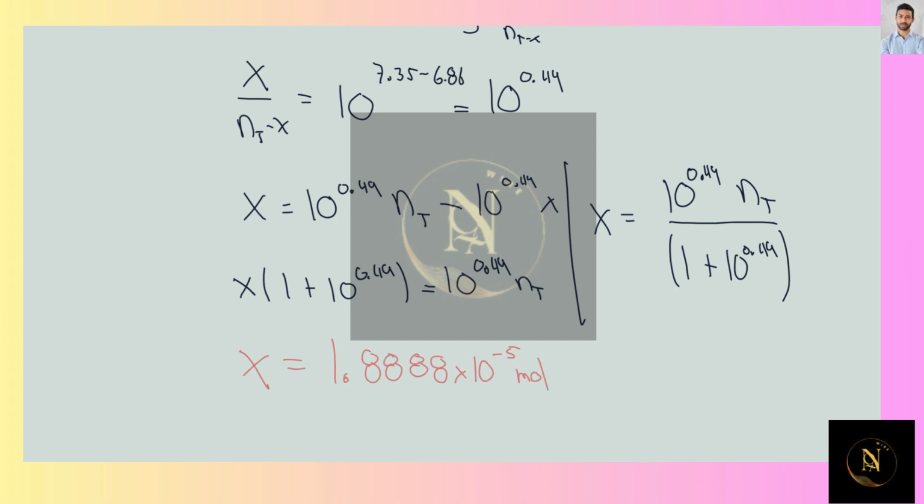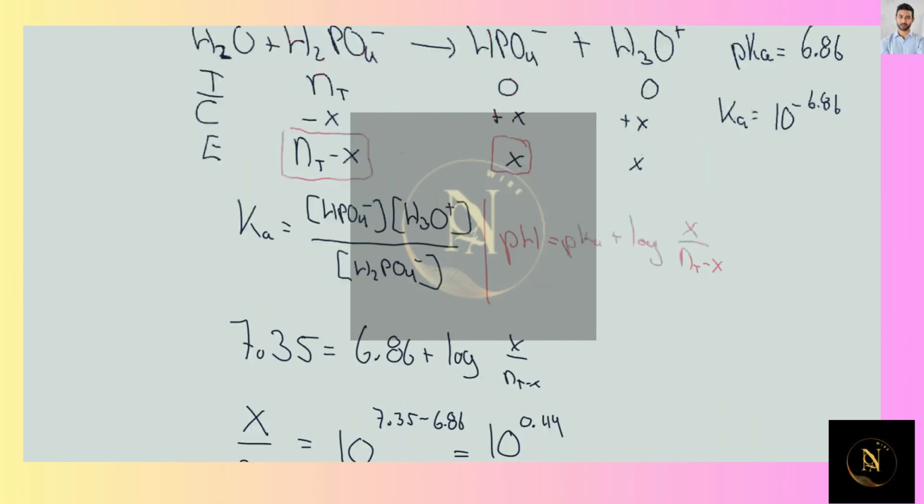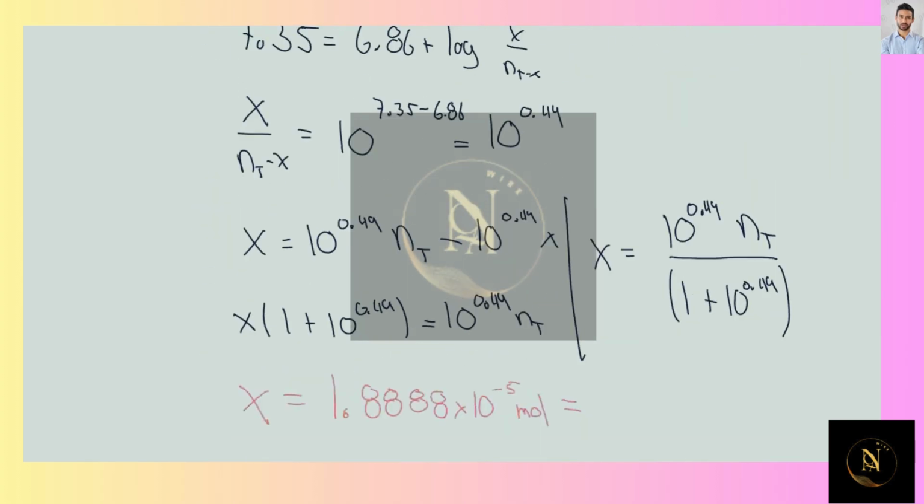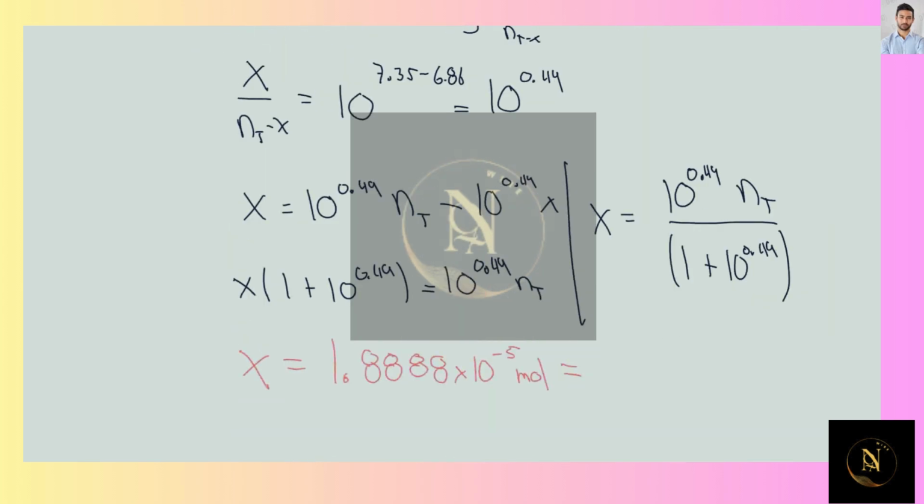So now with this, we're going to know the initial values that we had of each of the compounds. This is equal to the amount of mole that we had of HPO4 2 minus, and the amount of mole that we have of H2PO4 minus is going to be equal to 2.5 times 10 to the minus 5 minus the answer, which is 6.112 times 10 to the minus 6 mole.